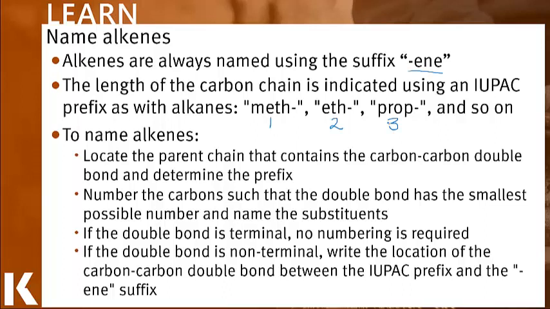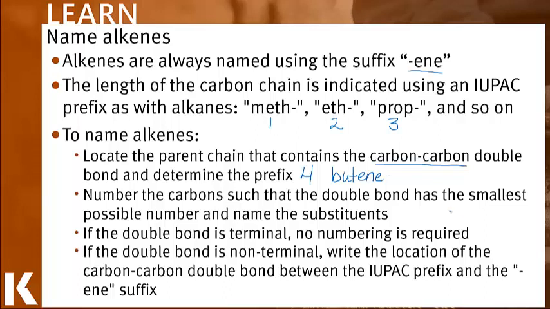First thing we want to do to name an alkene is locate the parent chain that contains the carbon-carbon double bond. We want this to be the longest chain, and that's going to help us to determine that prefix. For instance, if we have 4 carbons in the longest chain, then this is going to be a butene. That's going to tell us that I have a double bond and there are 4 carbons.